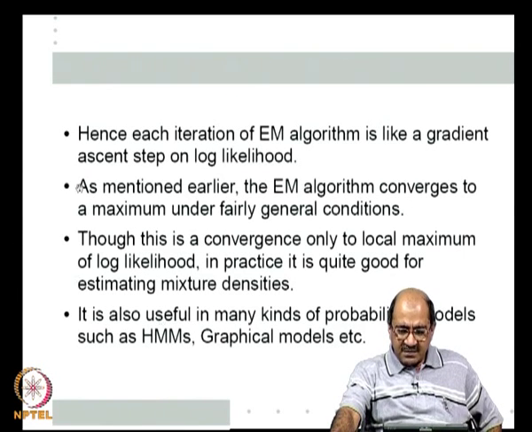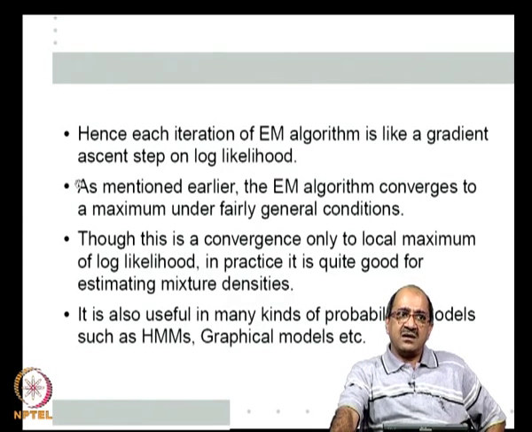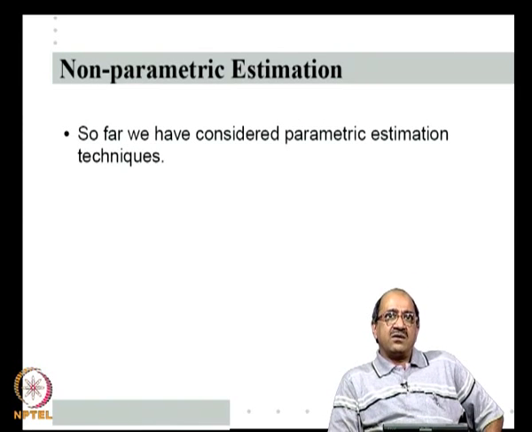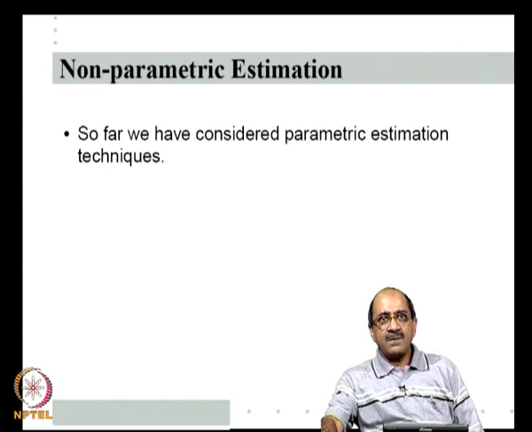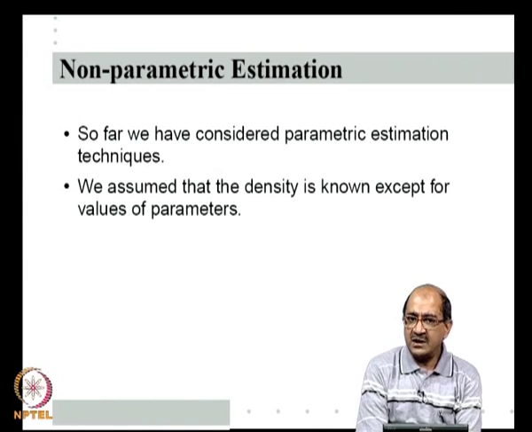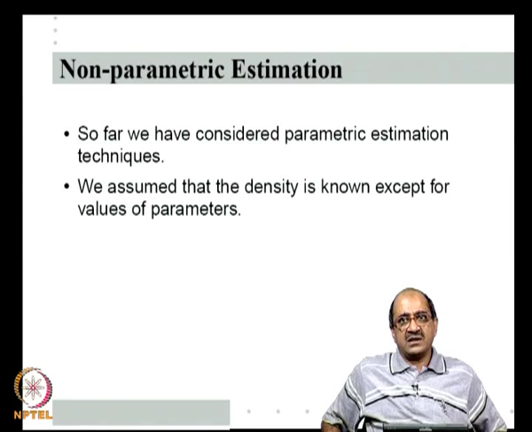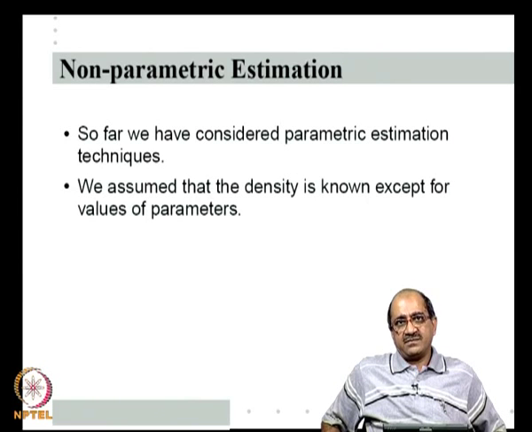As I said, when we started the EM algorithm, this is the last topic we look at in parametric estimation of densities. So, this completes our discussion of density estimation under parametric models. So far we have been considering what are called parametric estimation techniques. What is parametric estimation? We assume a density model. By assuming a density model, I mean we assume that the density is Gaussian or exponential. So, we know the form of the density. What we do not know are the parameters of the density. So, we are only doing parameter estimation.